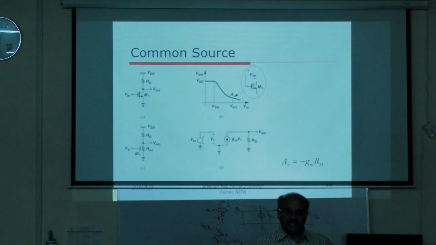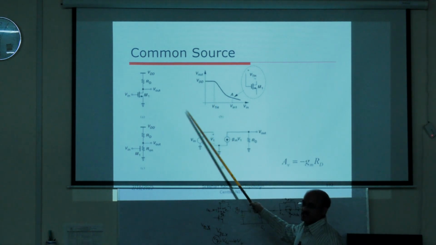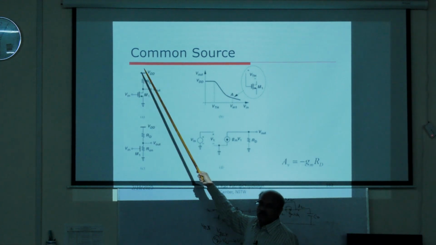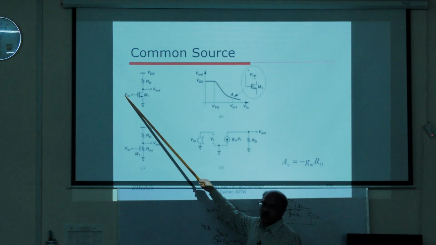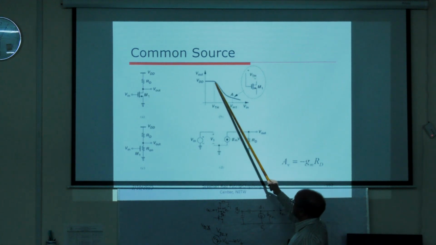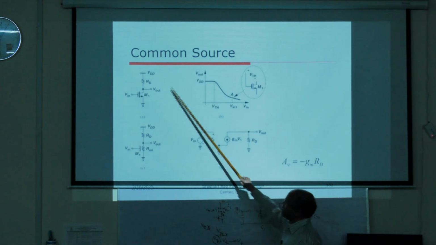When the input voltage is less than threshold voltage, the transistor is cut off. There is no current flowing. Vout is equal to VDD minus ID RD. ID is 0, right? So the potential is only VDD. And now what happens when the input voltage is greater than threshold voltage? Then some current flows, therefore there is a drop ID RD, and therefore Vout is equal to VDD minus ID RD.